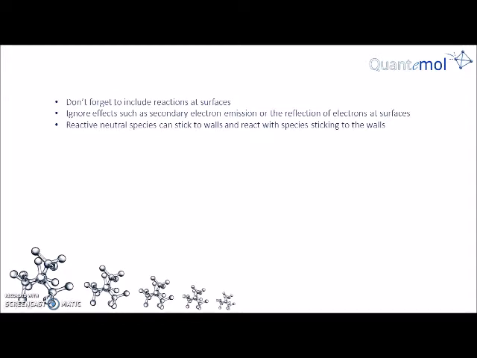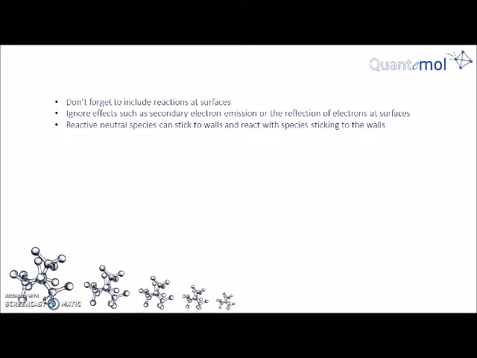A must is the neutralization of charged particles at surfaces. We let ions return as their neutral counterpart while electrons are fully absorbed. In the first approximation, we ignore effects such as secondary electron emission or the reflection of electrons at surfaces. The interaction of neutrals with surfaces is a bit trickier as it depends much more on the surface in general.